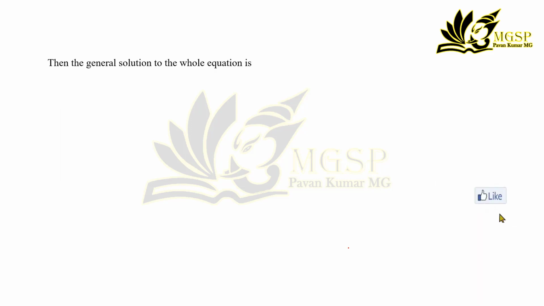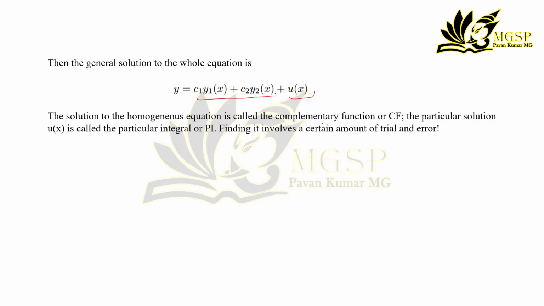The general solution of the whole equation will be of the form y is equal to c1 y1 plus c2 y2 plus u of x. This part is called the complementary solution, the solution of the homogeneous equation, the CF part, and the particular part u of x is called the particular integral. For finding the particular integrals, there are a lot of trial and error methods involved.